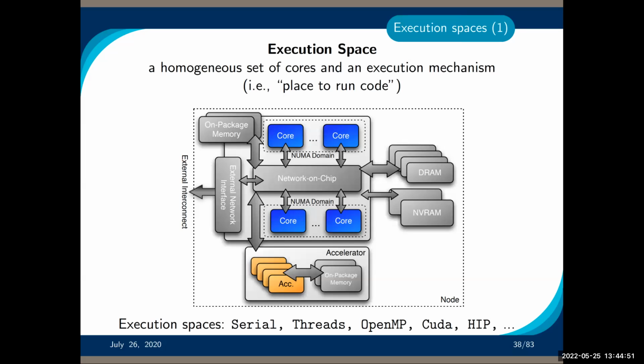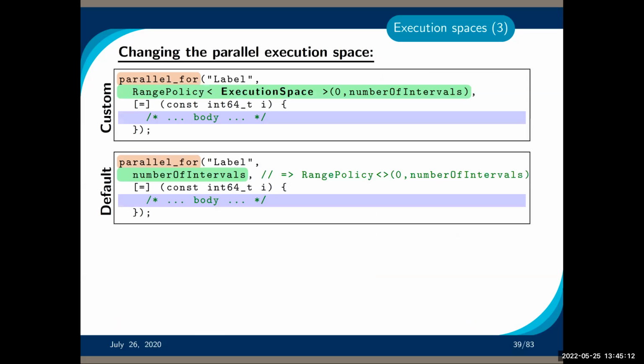Next, we have the execution space, which is really the abstraction for where to run code. There's serial, threads, OpenMP, CUDA, HIP, SYCL. As things come out, the plan is to port to them. We want this to work across as much as possible. So if you need to change the space, you can give it a range policy, which is more general for parallel for than just saying the number of things. You can say where it runs, the execution space.